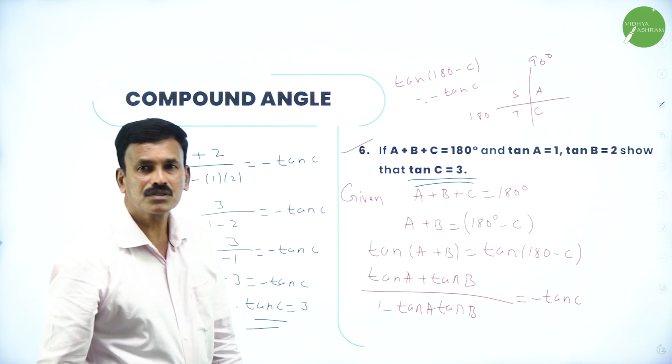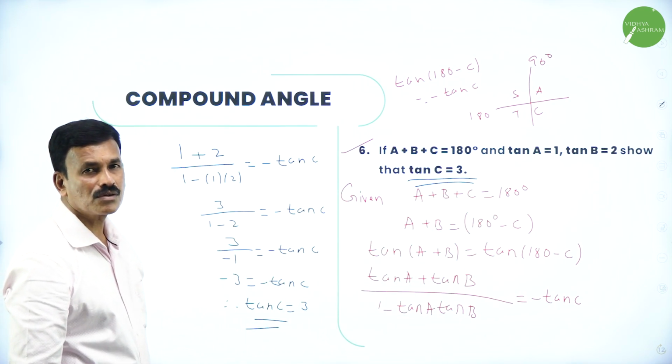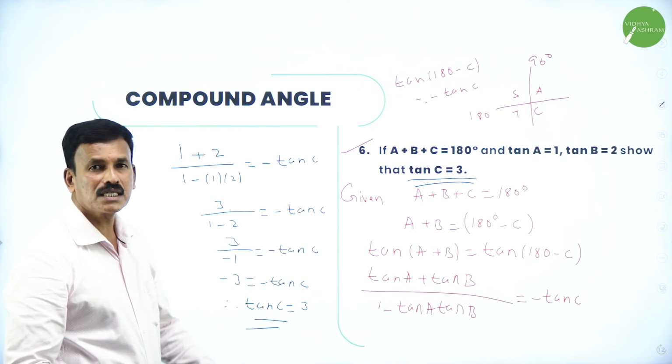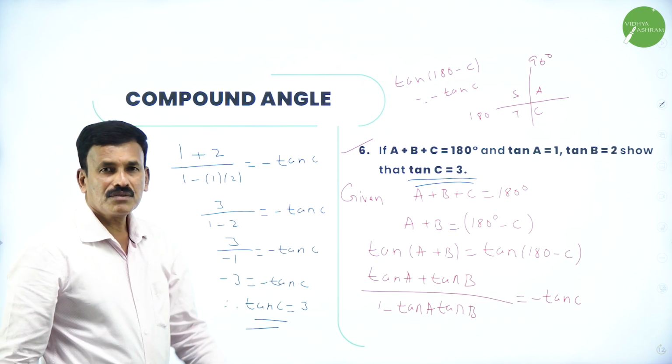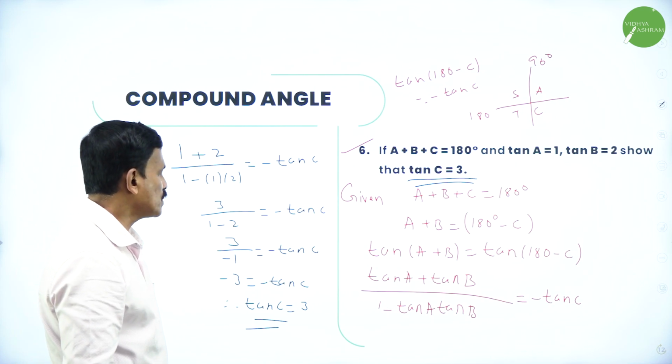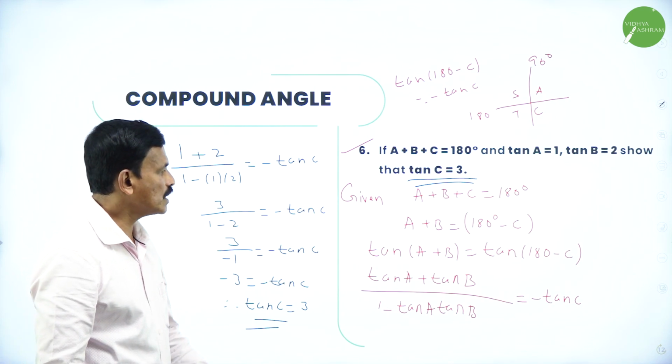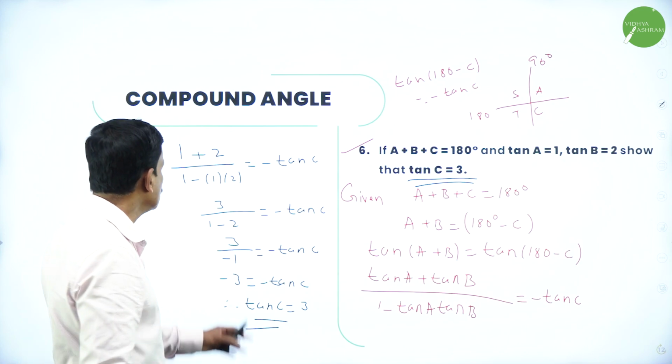So, tan c is equal to 3. This is the required answer. Hope you followed. So, very simple. Just take tan a plus b is equal to tan 180 minus c. That is tan a plus tan b divided by 1 minus tan a tan b is equal to tan of 180 minus theta, which is minus tan c. Substitute here.